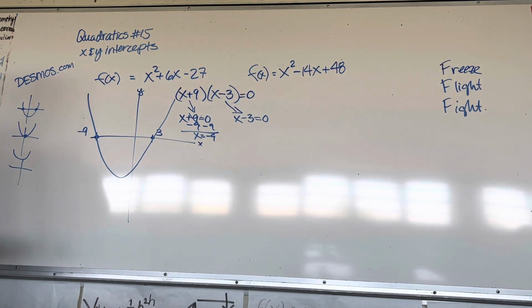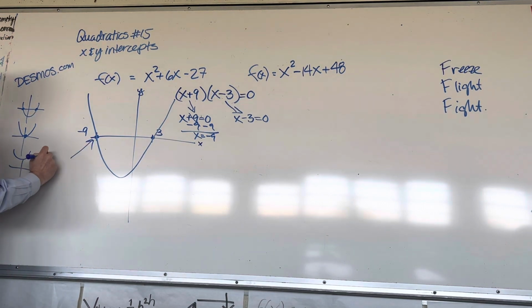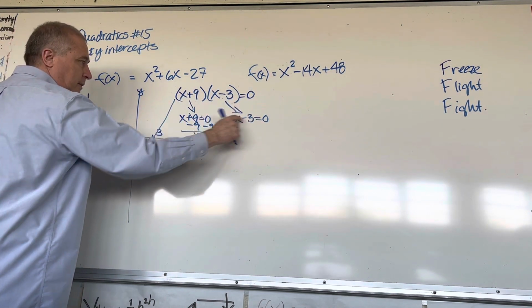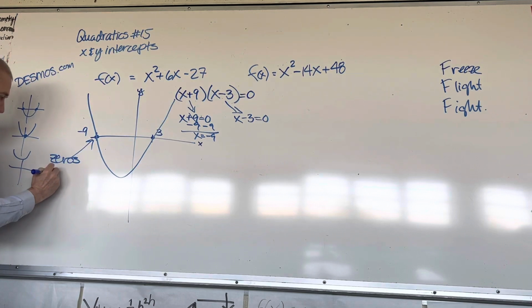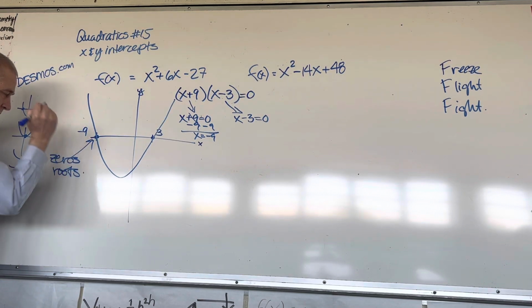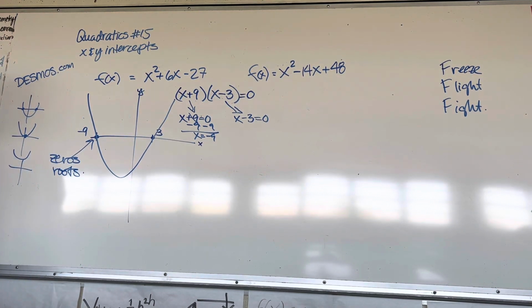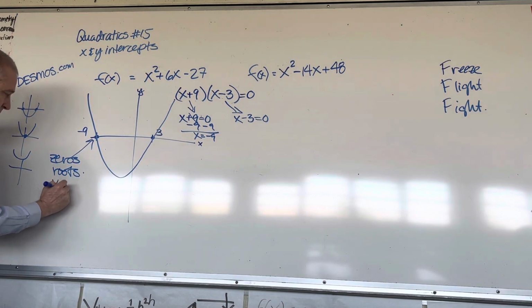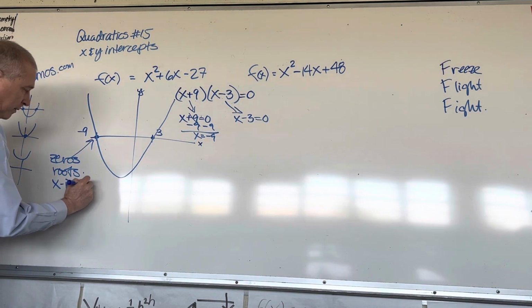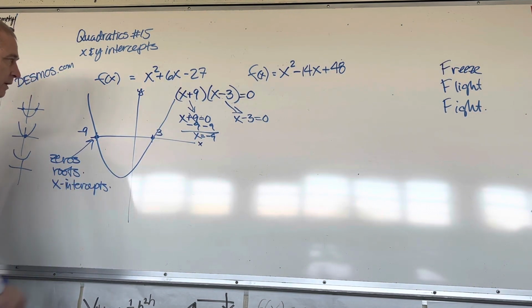Oh, here's the names. Zeros. Why? Because of this whole process. Roots. I don't know why. That's what we call them. And x-intercepts, at least 3 names. Probably more if we thought about it, right? These are all names for this, right?